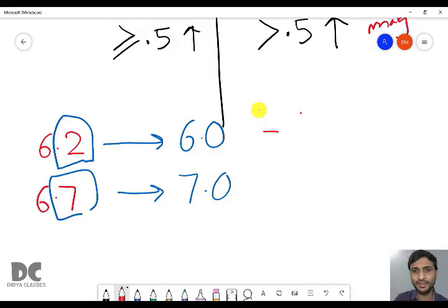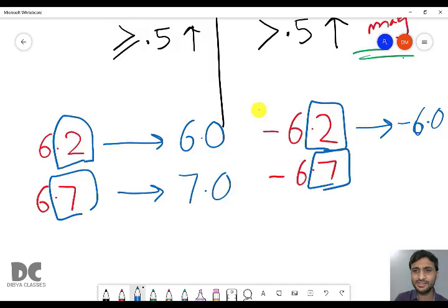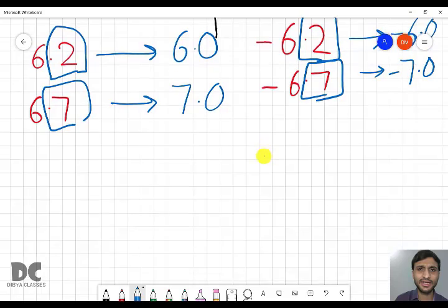Okay, let's check for negative number. It is minus 6.2. So here 0.2 is less than 0.5. So what you will do? You will decrease the value. So it will become minus 6.0. We already know minus 6.0 is greater than minus 6.2. But here we are only talking about the magnitude. If you see the magnitude, 6.0 is less than 6.2. Don't see the sign here. Similarly, you have minus 6.7. The 0.7 is greater than 0.5. So what will you do? You will increase it. So answer will be minus 7.0. Clear? Understood?